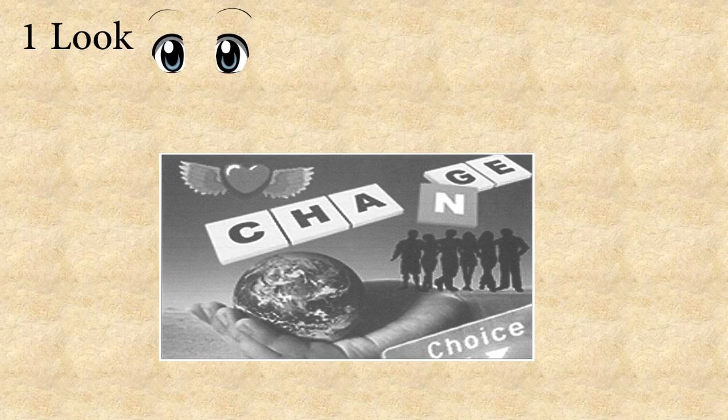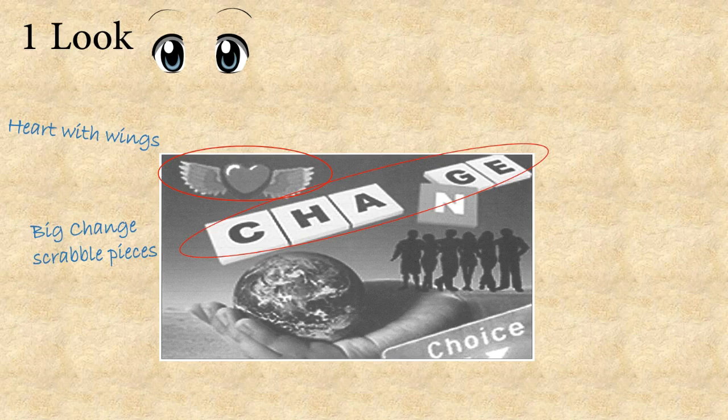Let's do that now. The first element that we see is this heart with wings on it. So we just write that down. The second element is these big Scrabble pieces here that spell out change. However, as you notice, one of the little Scrabble pieces is falling down. So we'll circle that and we'll write the N is falling away, and it's different in some way. See how it's dark with a light N, not light with a dark letter.